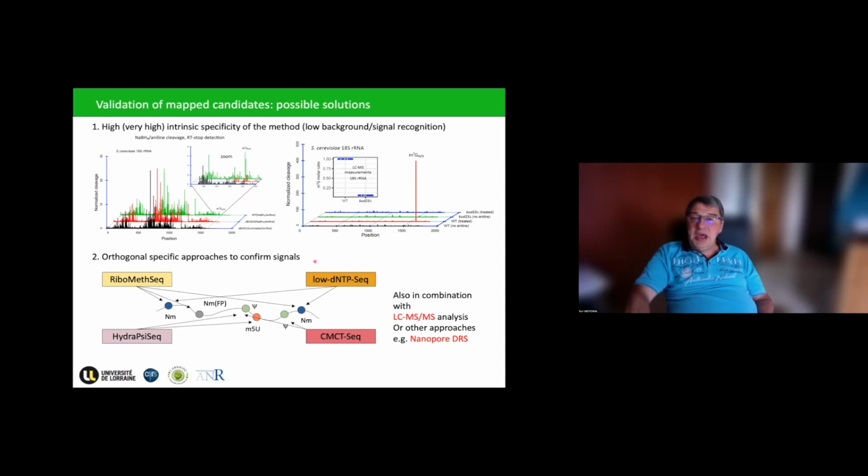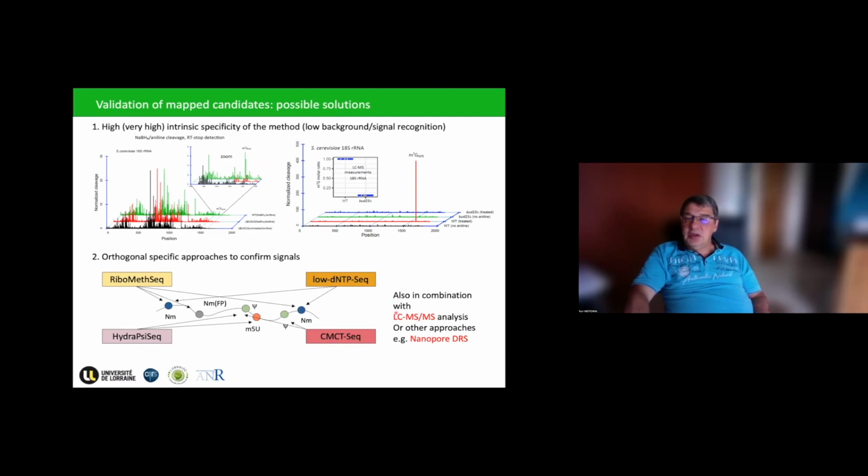So another idea, which is more and more implemented in the field, and this is a very good sign, is that we can use orthogonal specific approaches to confirm that the signal we see, for example, in RiboMethSeq, corroborates well with low dNTP-seq, or HydraPsi-seq with CMCT-seq.